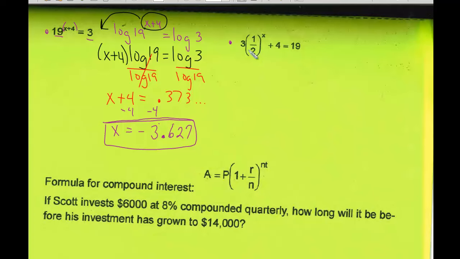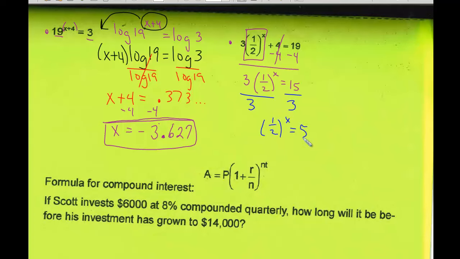Next example. I need to isolate the base with the exponent. This means I need to get rid of the negative 4 first. 3 times 1/2 to the x power equals 15. The next step, divide by 3. So 1/2 raised to the x is equal to 5. Now this is exactly like the problems that we've been doing. I cannot change these to be the same base, so we're going to take the log of both sides.